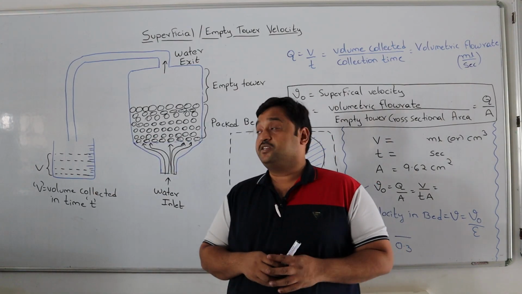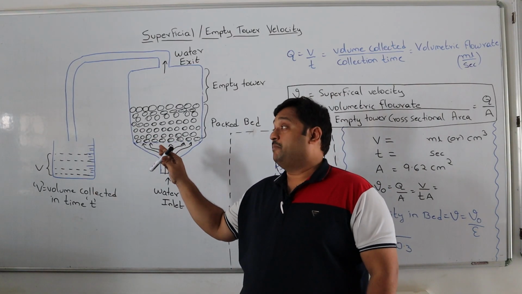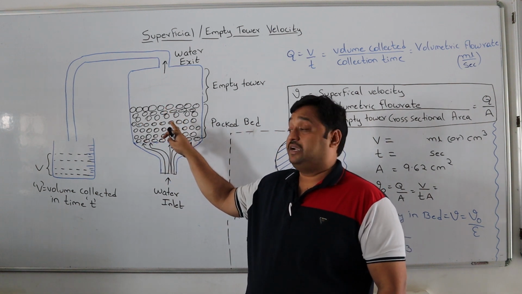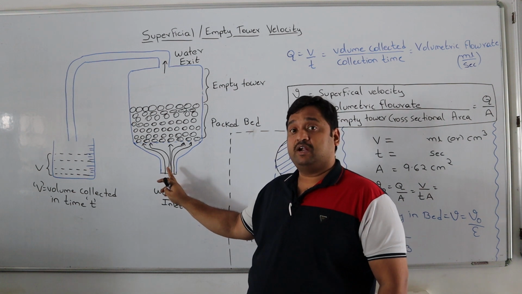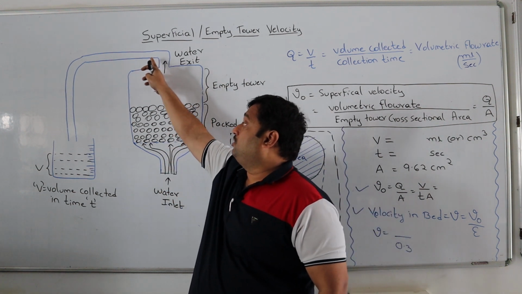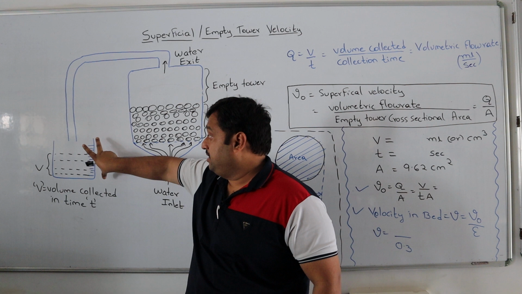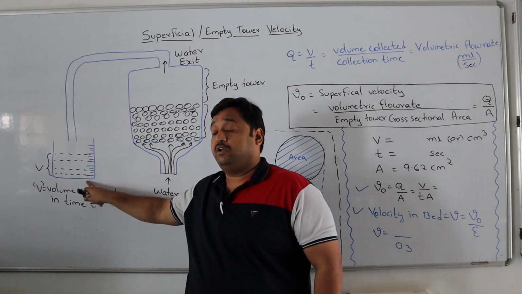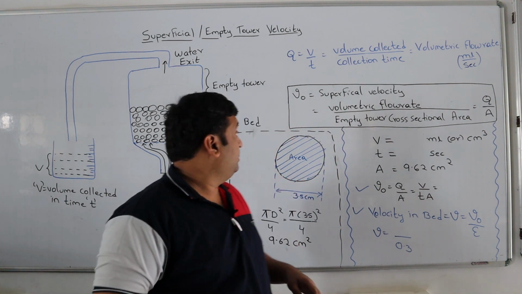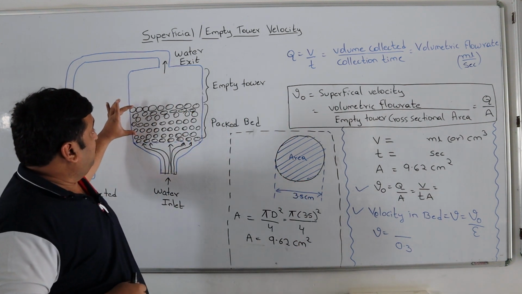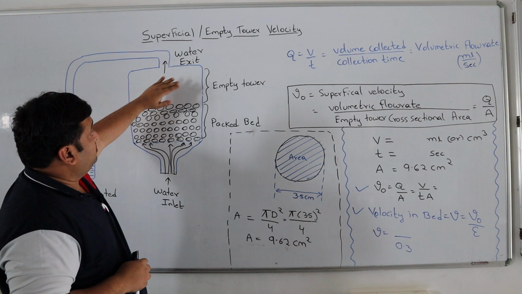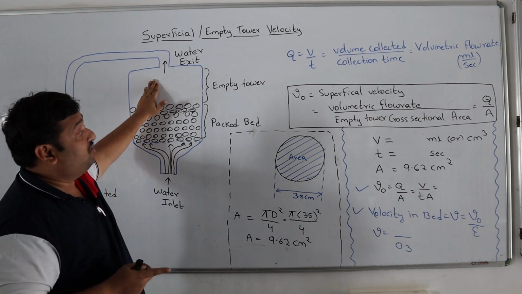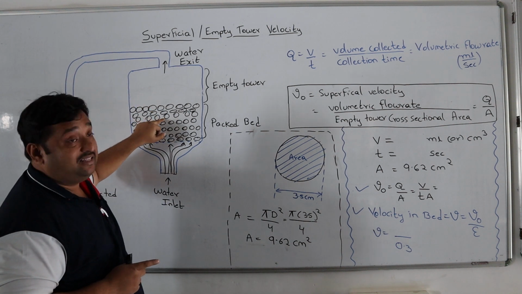And dear students, this is what our schematic looks like. There is a container which is filled with sand particles. I have given inlet water at the bottom and the outlet of the water at the top, and this is the measuring cylinder where I have collected V amount of volume in the time t. And the velocity in this empty tower is called the superficial velocity. The velocity inside the bed is different.